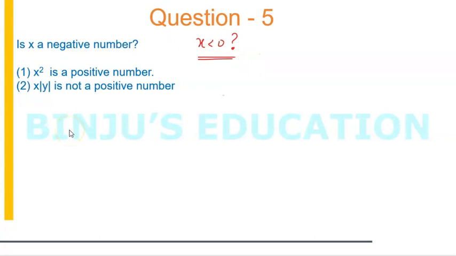X square is a positive number, so my first statement is x square is greater than 0. Now if x square is greater than 0, then x can be negative, x can be positive also. But one thing is for sure, that x is not 0. This is the only thing that we can conclude. X is not 0. X can be positive, x can be negative, because negative square is also positive and positive square is of course positive.